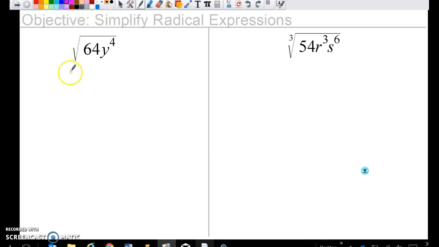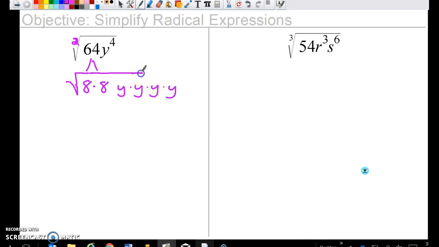Now to break this up, you're trying to just break it into as many factors as you can. But the first thing you need to pay attention to is, what's my index? How many factors do I need to break out of a radical? So in this case, it's a square root, which means I just need 2 to break out. Now you can break down 64 however you want to, but I noticed that 64 is a perfect square. It's 8 times 8. And I also have 4 y's.